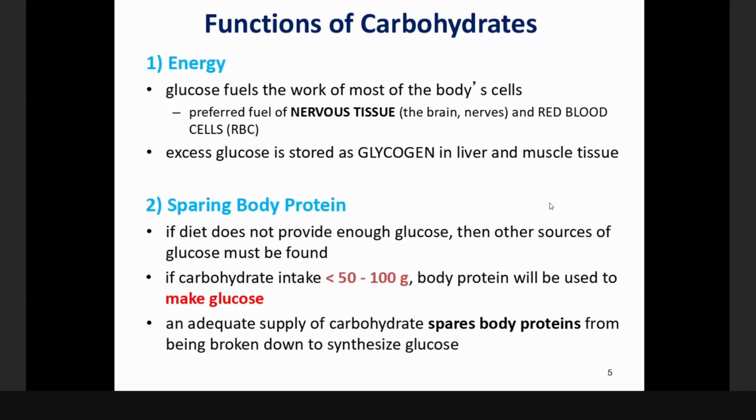Now, our brain under prolonged starvation will try to use ketone bodies as a source of energy. But the preferred fuel for our nervous tissue under normal conditions is glucose. Now, whenever we eat enough carbohydrates, we will get excess glucose, and this glucose can be stored in the liver as well as in muscles.